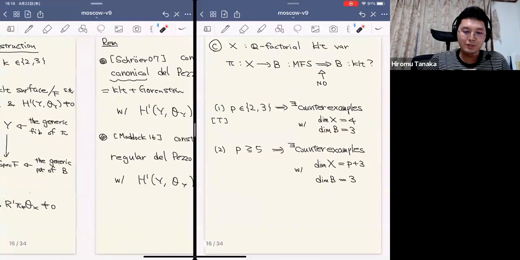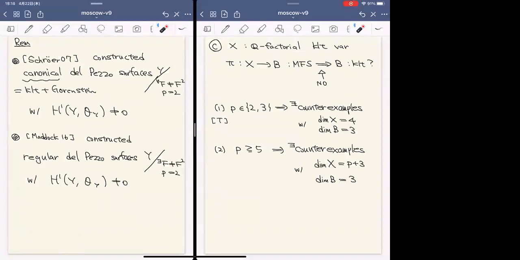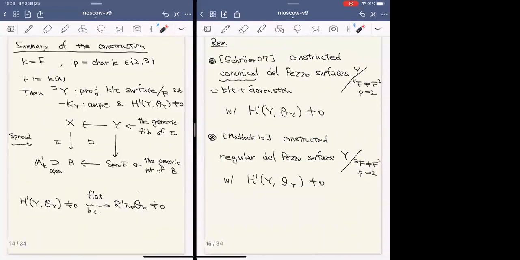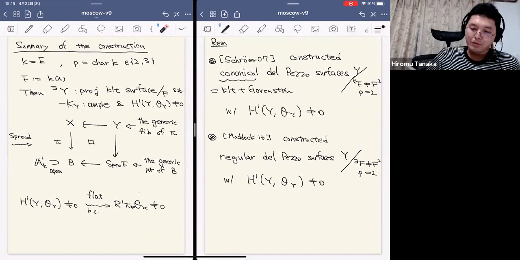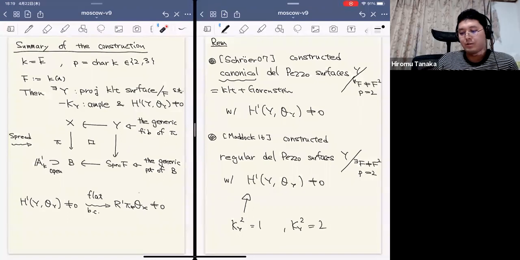Sorry, can I ask what are the degrees of these del Pezzo surfaces in these examples? Degree? Oh, you mean K squared? Yeah. I don't remember the degree of this one, but if I remember correctly, in this example K squared is 1 or 2. He constructed 2 examples, so he has counterexamples in degree 2 and 1. It's 1 and 2, but I don't remember this one.